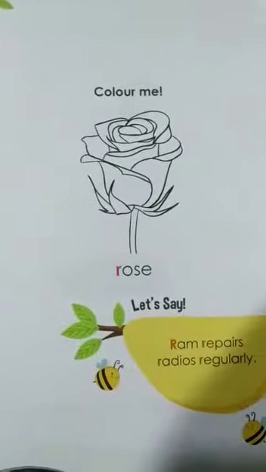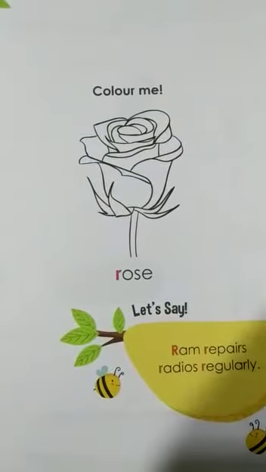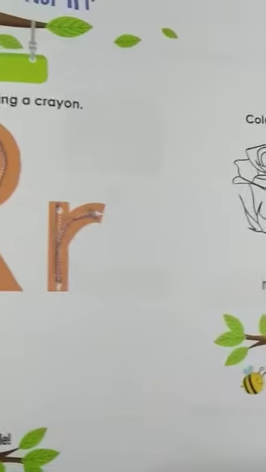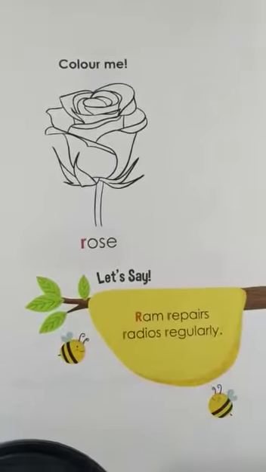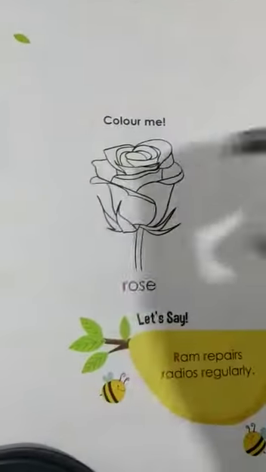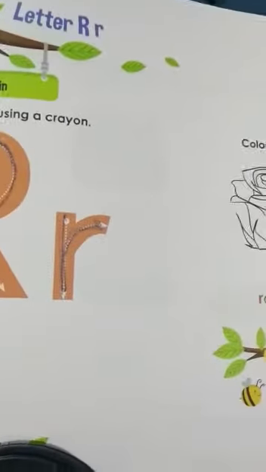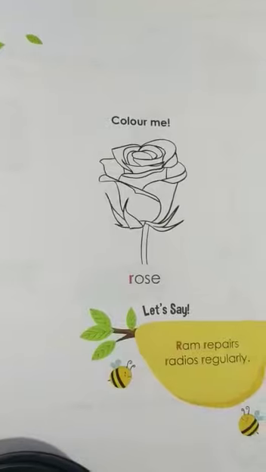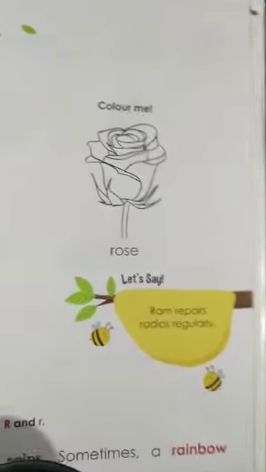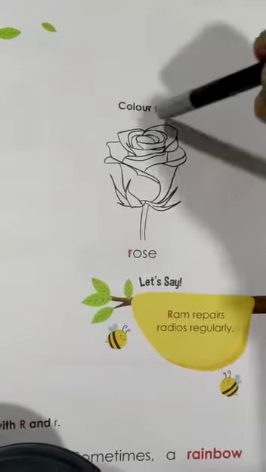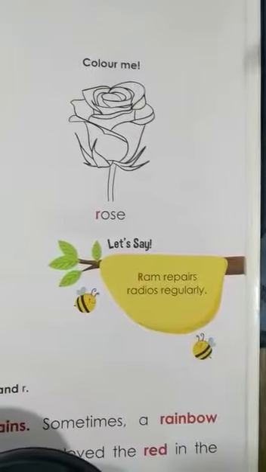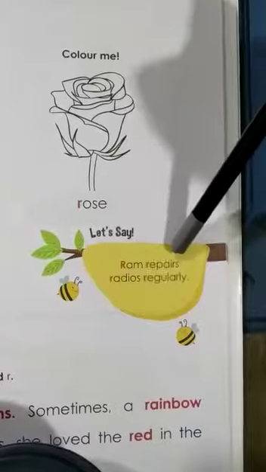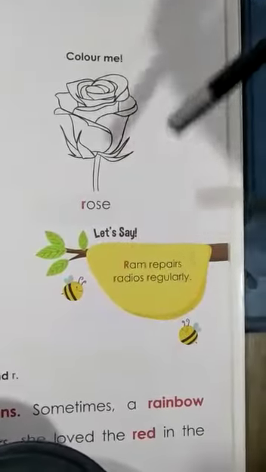Now here you can see something starting with R. What is this? Rose. R for rose, but the rose doesn't have any color, so you have to color it. It is written over here. So color the rose. Now here it is written, Ram repairs radios regularly.